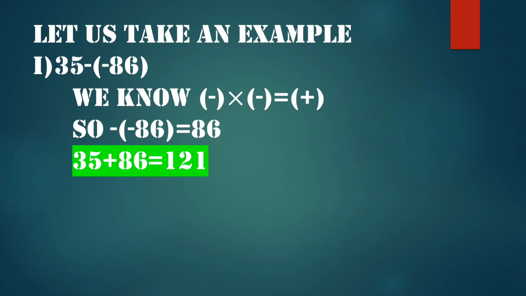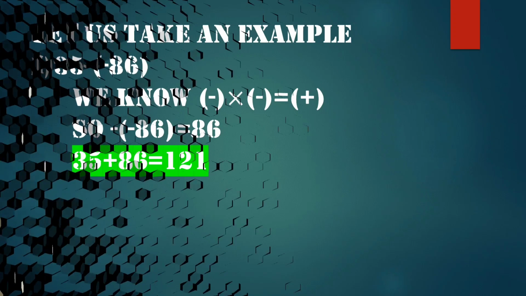So let us take an example. 35 minus, open the bracket, minus 86, close the bracket. Since there are two negative signs colliding, and we know that minus into minus is equal to plus, this can be simplified as 35 plus 86, which is equal to 121.